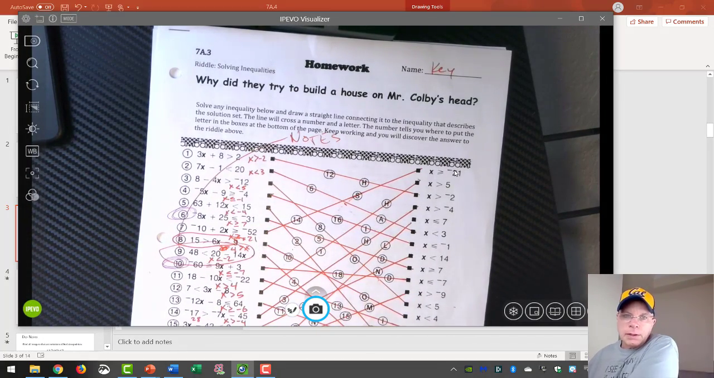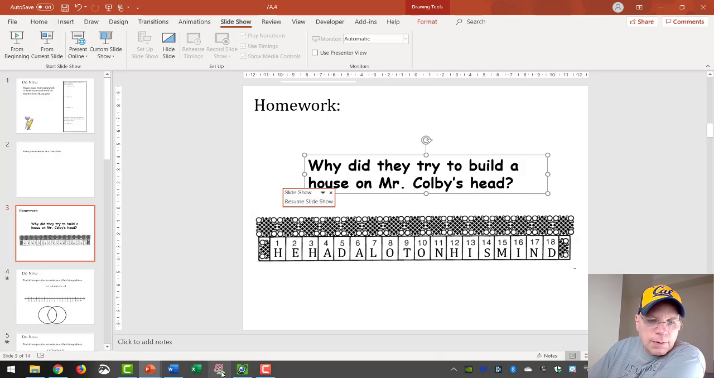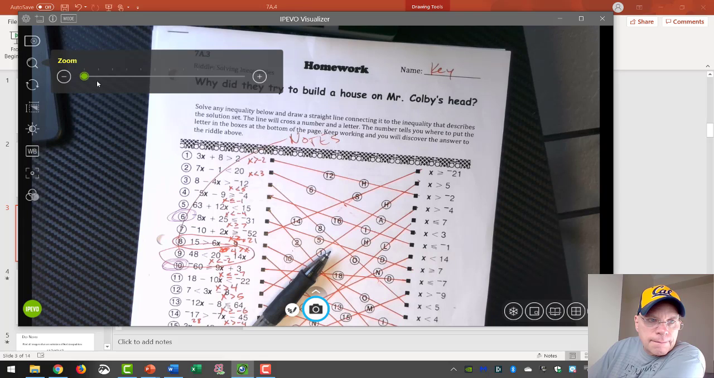So these are all the problems. Let me zoom out for a minute. That's not what I wanted. Oh, I am zoomed out. That's not good. Okay.